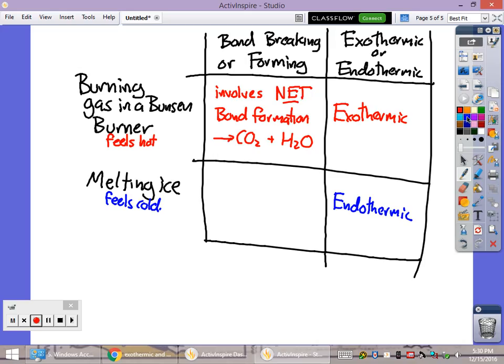Melting ice is easier because you can see a solid breaking apart to form a liquid, and this must mean that it involves net bond breaking. Right? And some endothermic processes also form some bonds, but it means that the bonds that break are either more bonds or stronger bonds that break.